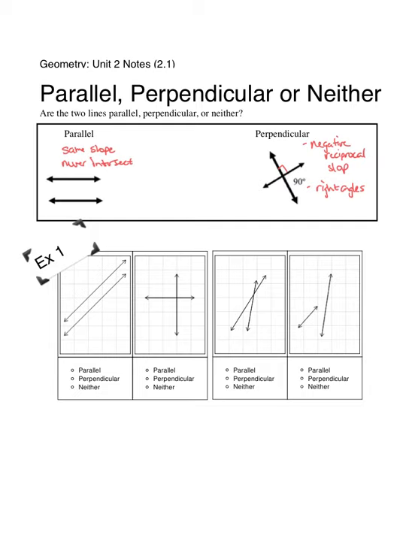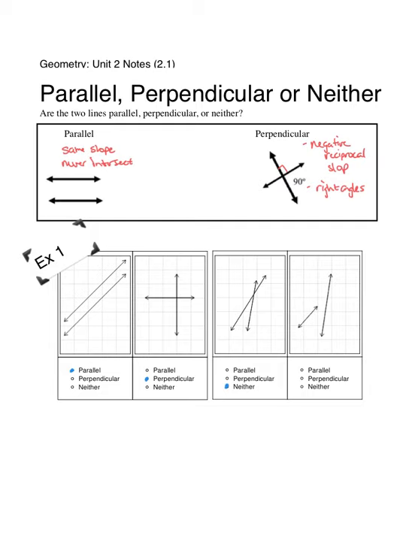You're going to identify them. Look at the first one. Are the lines parallel, perpendicular, or neither? Well, they appear to be parallel. They're going the same direction, and they are not intersecting. Example 2, you can see those clearly intersected at right angles. They're perpendicular. Example 3, well, they don't fit either of the cases, do they? They're not parallel or perpendicular, so neither.